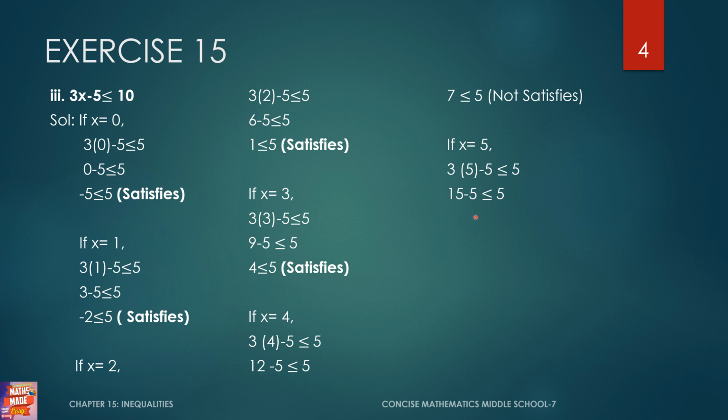15 minus 5 is less than or equal to 5. 15 minus 5 will be 10. 10 is less than or equal to 5. No, 10 is greater than 5. Here it is wrong. It doesn't satisfy the condition. So write down as not satisfied, and the solution set will be 0, 1, 2 and 3. Wherever the x is 0, at 0 it is satisfied. So 0, 1, 2, 3 is the answer.